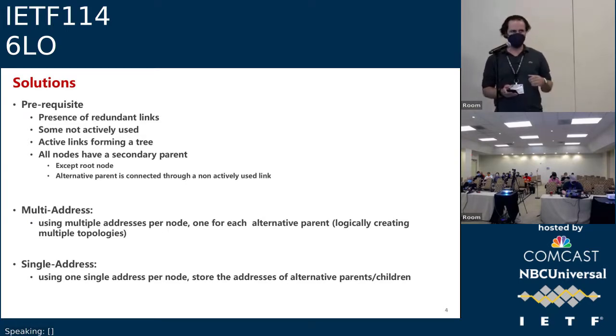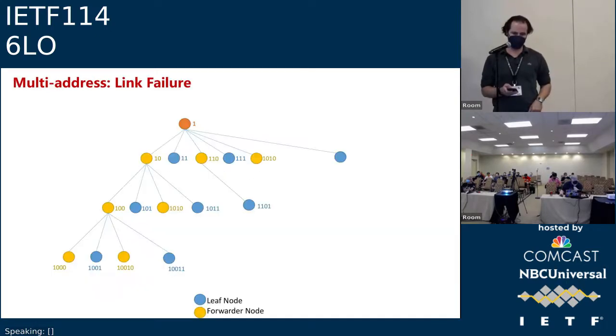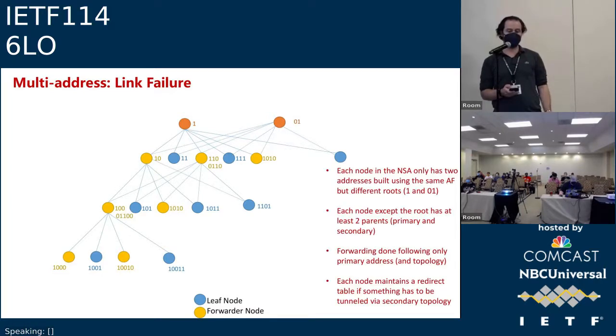Now the question is, you can build multiple topologies using multiple addresses, or you just decide which link you use. You use one single address for each node, and you try to remember which link is active and which one is not used. In the multiple addresses solution, you build several topologies. If you remember, NSA is based on a tree topology, so you have a second root, and you add a secondary address for the nodes. By doing so, you have two completely orthogonal topologies, and you use one as a primary topology, and then you have to decide when to switch to the second one when there is a failure.